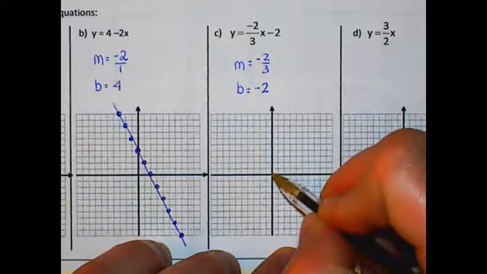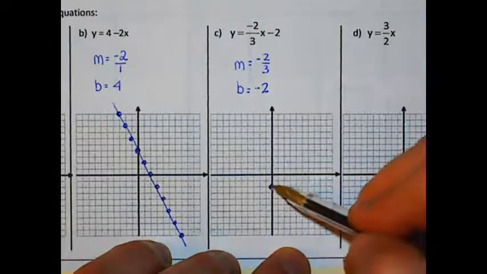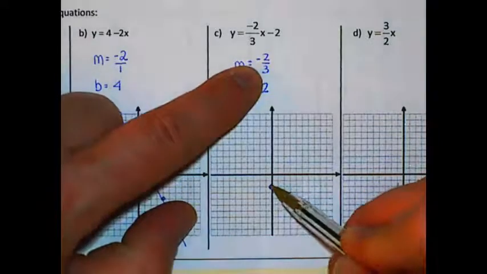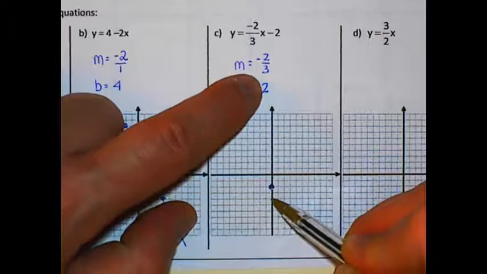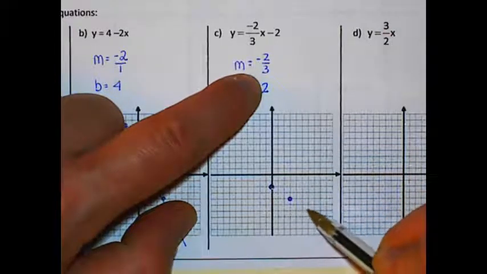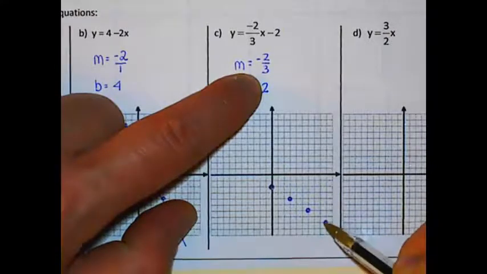We always start with the b, so I'm going to go down 2. And there's my b right there, my y-intercept. And once I have that, I go to my slope. My slope tells me to go down 2, and I run 3. Always go to the right first. So down 2 over 3, down 2 over 3.